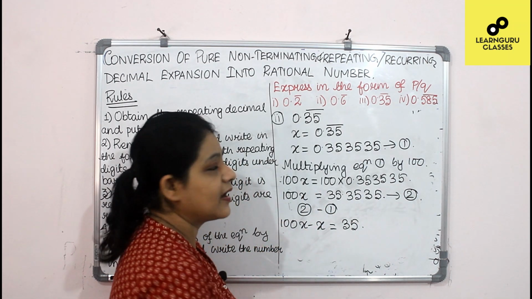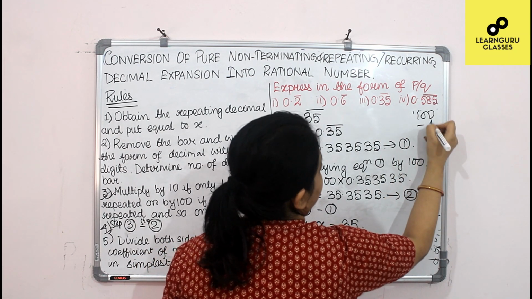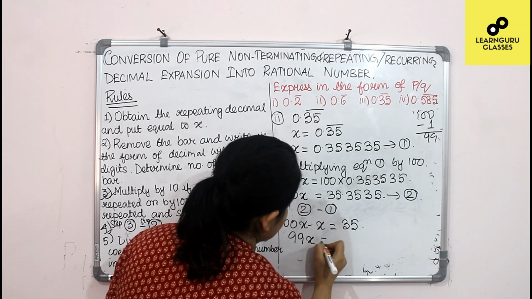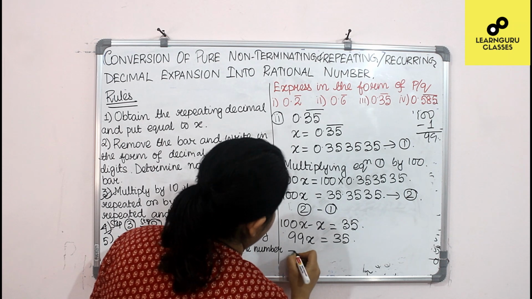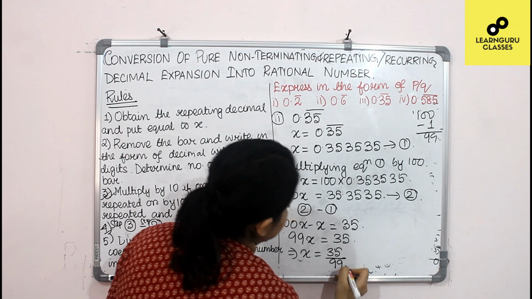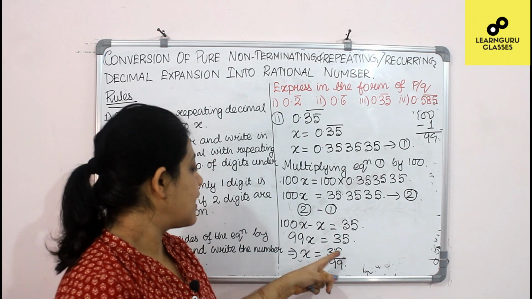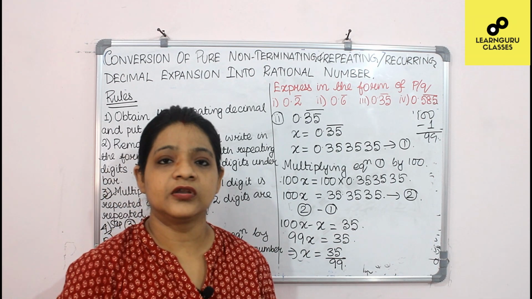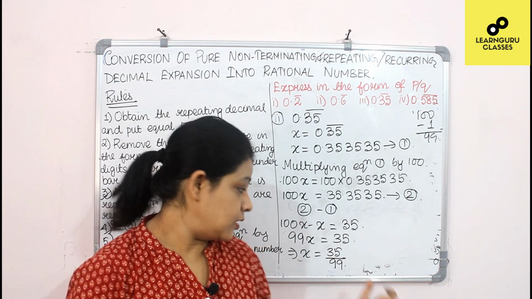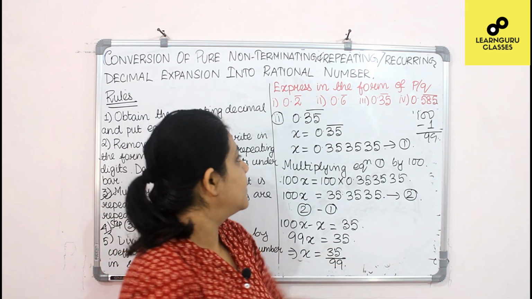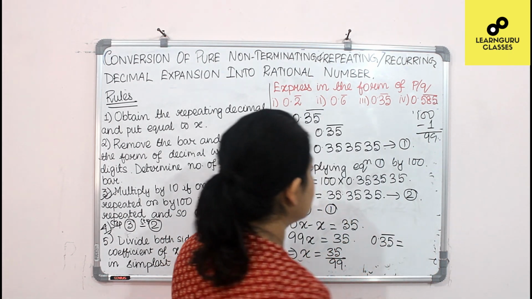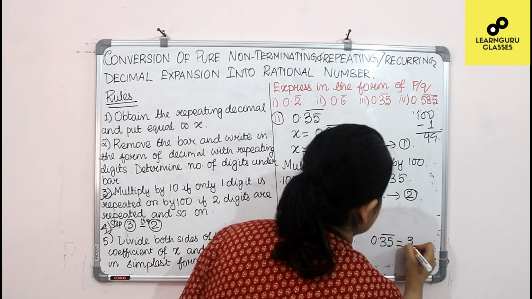So 100x minus x means 100 minus 1 is 99. So you will write it as 99x equal to 35, so x equals 35 by 99. Can you reduce it further? No, you can't reduce it further. So this is the final answer. So you are getting a rational number from this decimal expansion. The equivalent rational number of 0.35 bar is 35 by 99.